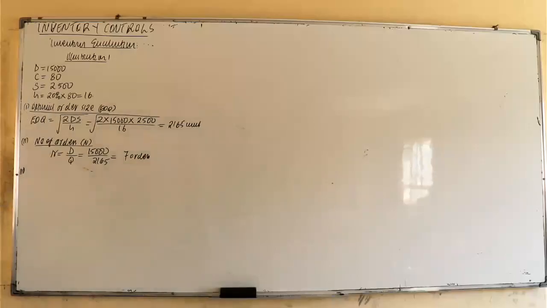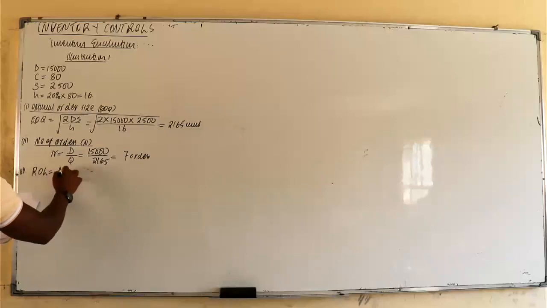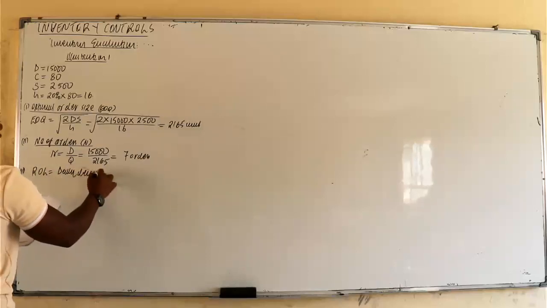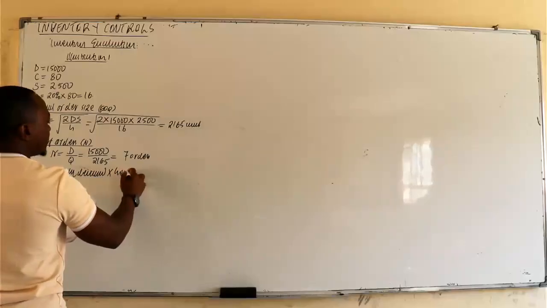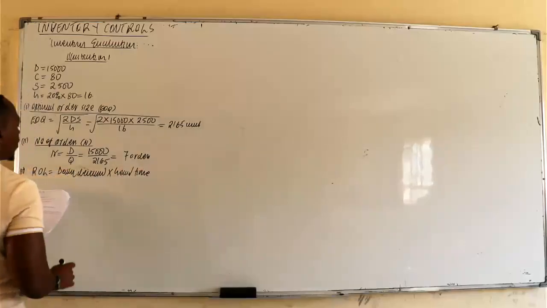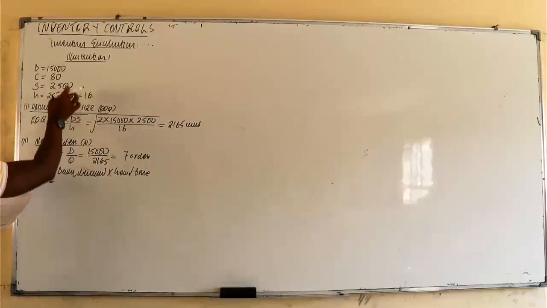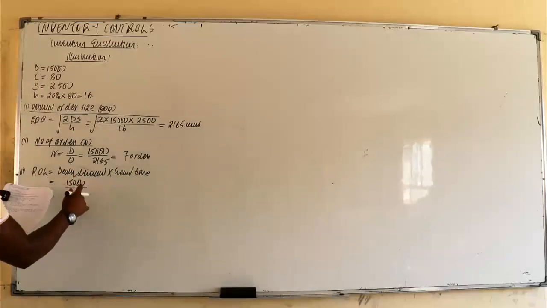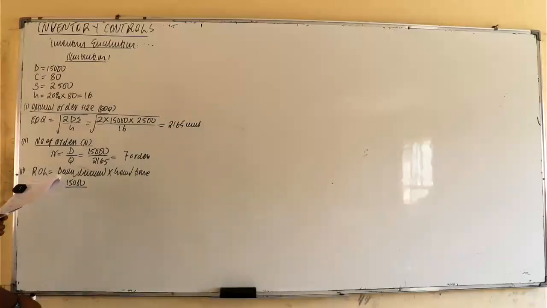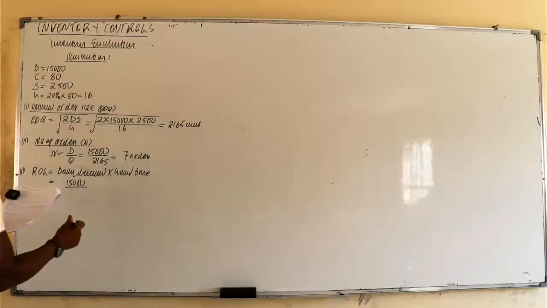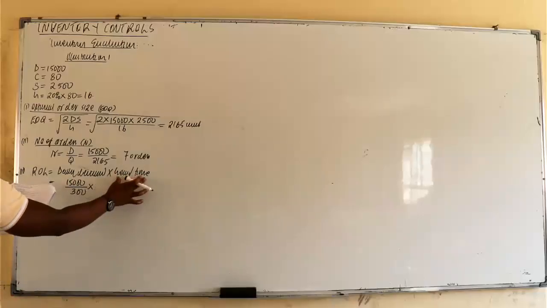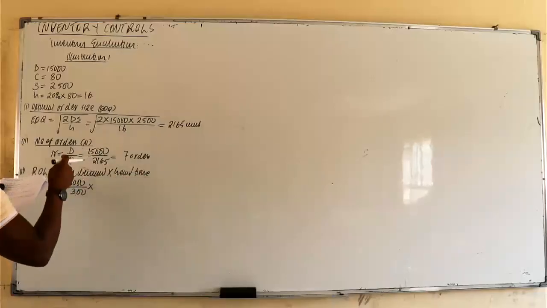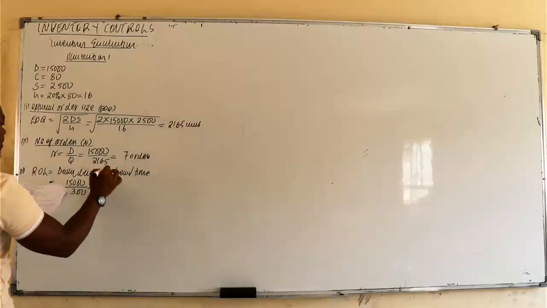Number 3, the reorder level. How do we get the reorder level? We take the daily demand times the lead time. And how do you get the daily demand? We already have our D, the annual demand. You take 15,000 and divide by the number of days in a year, and you're told that the company works for 300 days in a year. Once you get the daily demand, you multiply by the lead time, which is 7 days.